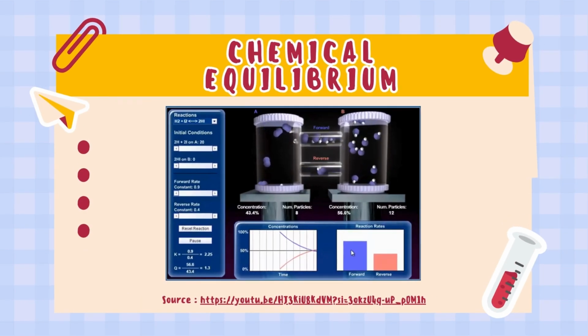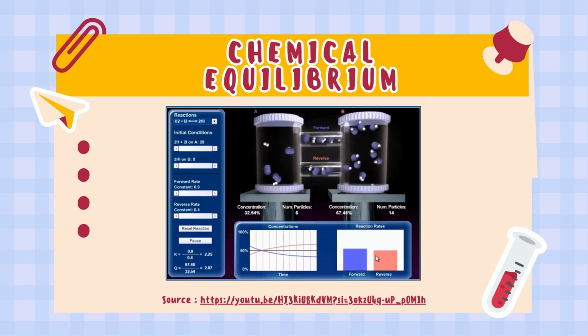The forward reaction rate continues to decrease, while the reverse reaction rate increases. This happens until the forward reaction rate is equal to the reverse reaction rate, and the concentration of reactants and the concentration of products does not change significantly. In this state, the reaction has reached equilibrium.